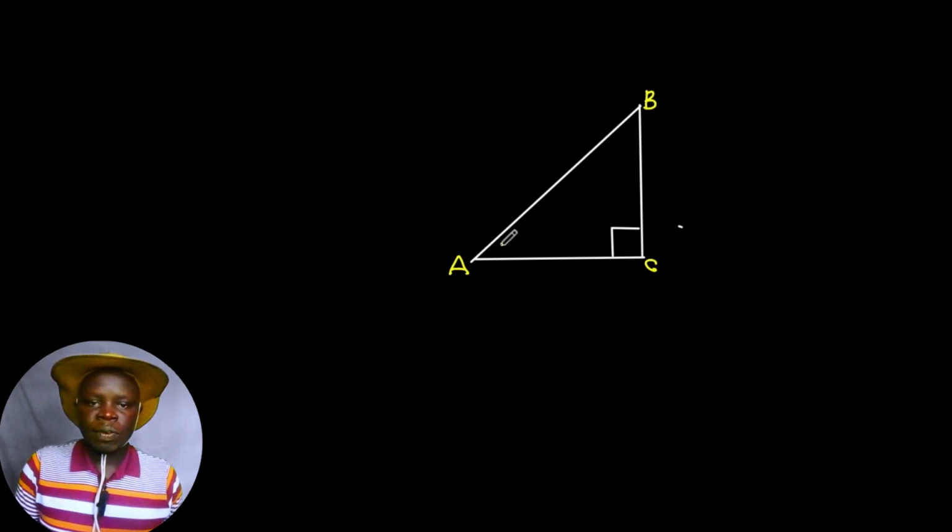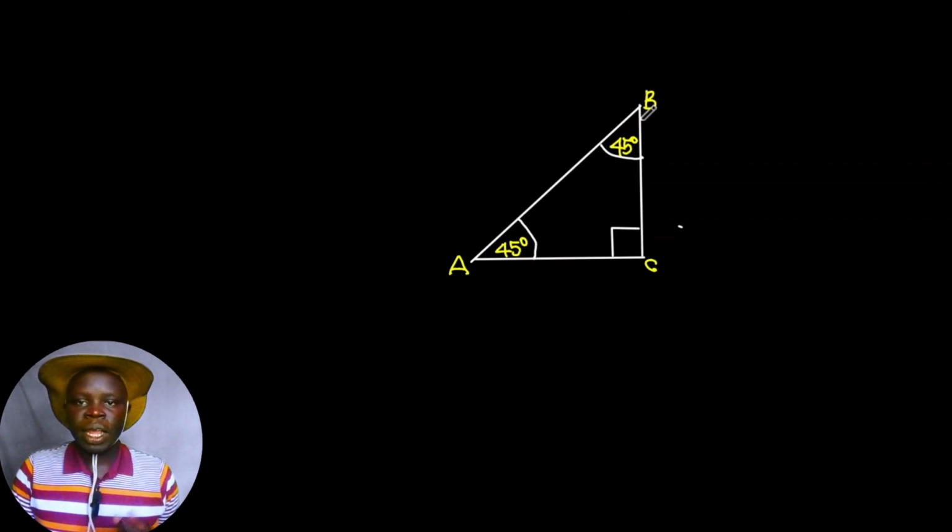So this is 45 degrees. And here is also 45 degrees. If you add 45 plus 45, we have 90, and 90 plus 90 is 180, which is the sum of angles. So we can take the angle at A, and from here the side opposite.